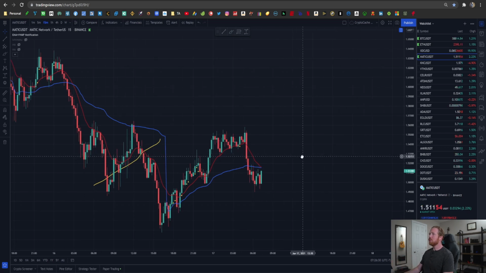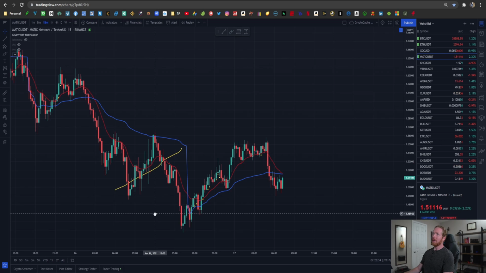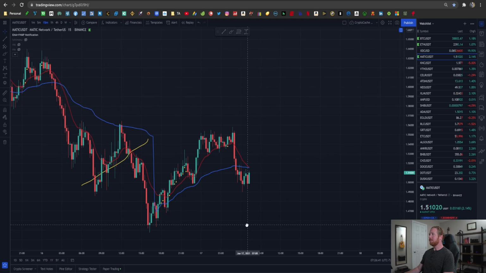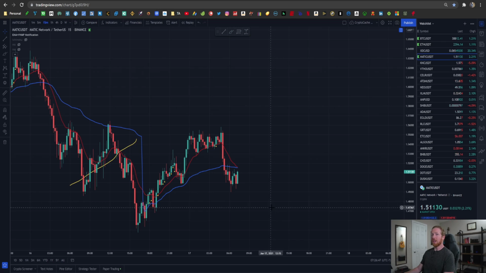So just things to consider. Again, this doesn't necessarily mean that you can't buy Matic and it's not still a good value. I still think overall $1.50 is a very good value for Matic, but you also just need to understand that these signals are telling us something, whereas the price action could come down further.